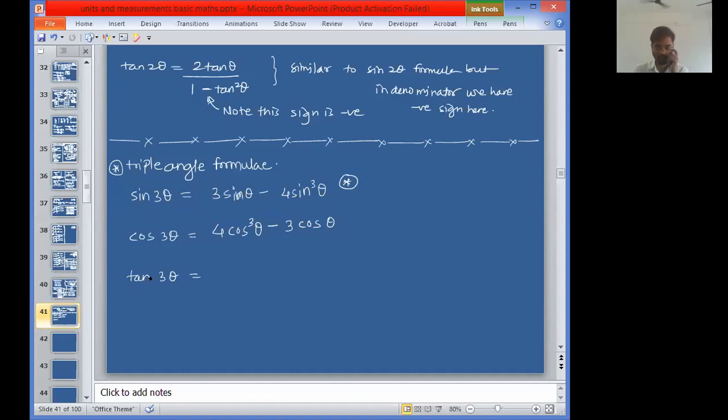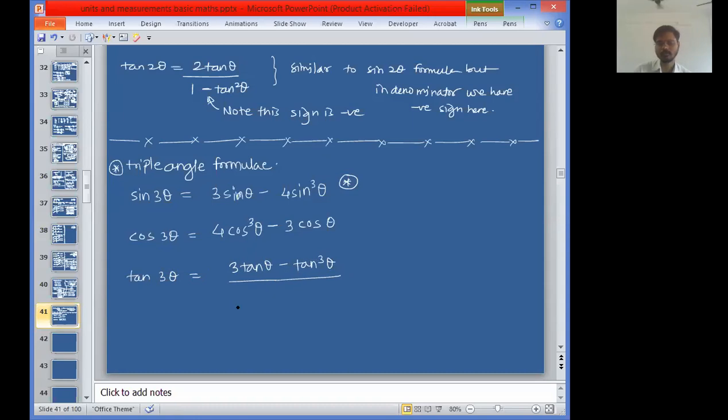Okay. Now the third formula, tan 3 theta: you can take sin 3 theta upon cos 3 theta. Sin of 3 theta divided by cos of 3 theta, you will get tan 3 theta, because tan is equal to sin upon cos. That is one way. And the second way, the direct formula, is 3 tan theta minus tan cube theta. This we have to absolutely remember.